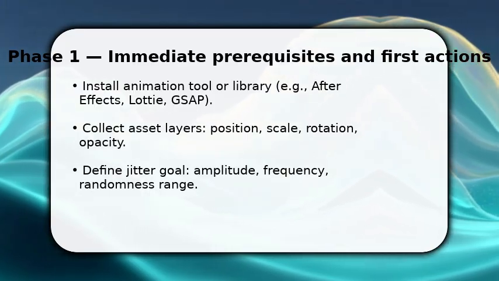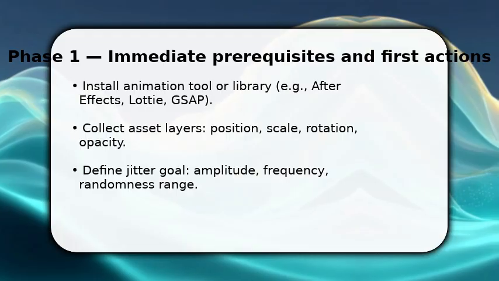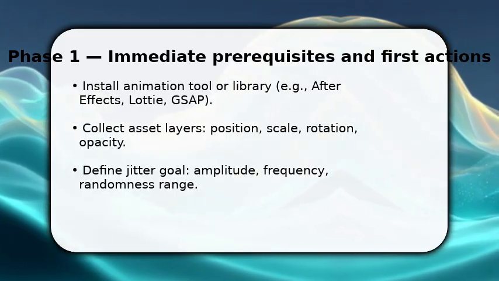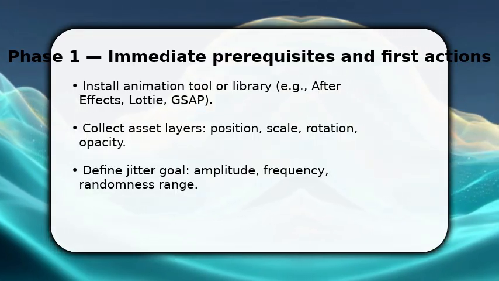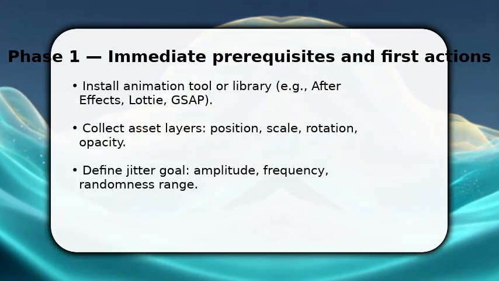You should use small test values, 1.5px or 0.5 degrees, then preview. Make sure to save iterations. This prevents losing a working baseline as you ramp up randomness.